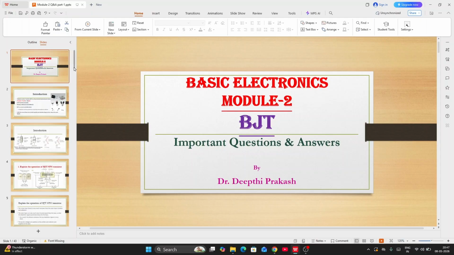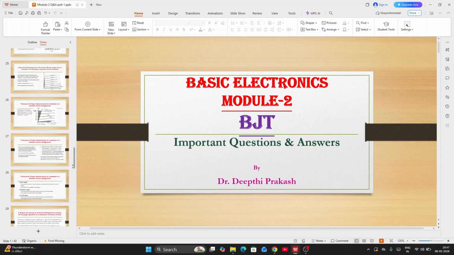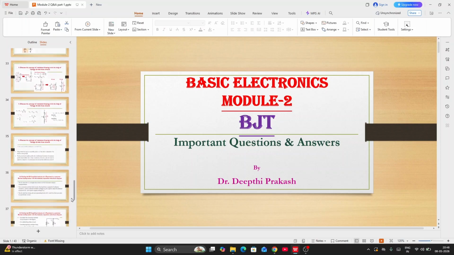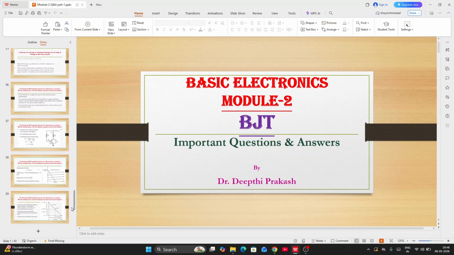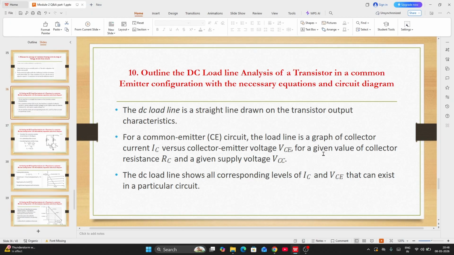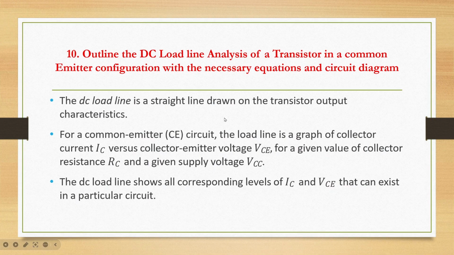So we were discussing important questions on BJT transistors. The previous videos were discussed already, so let us continue with that. This video discusses what we mean by DC load line, how we analyze the DC load line of a transistor in the common emitter configuration, and how we select the Q point which is feasible.